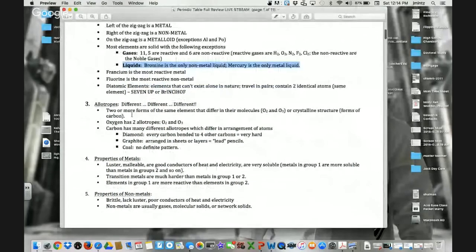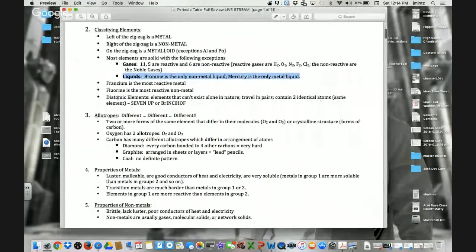The last thing you should know about classifying the elements are the diatomic elements. Your teacher may have come up with a bunch of different ways to help you memorize these. Basically, these elements are reactive, like the gases we listed up here as being reactive gases. They never hang out by themselves. They're always found in pairs. For the diatomic elements, your teacher may have shown you 7-Up or the mnemonic Brinclhof. I'm going to bring those up so you can see what we're talking about.